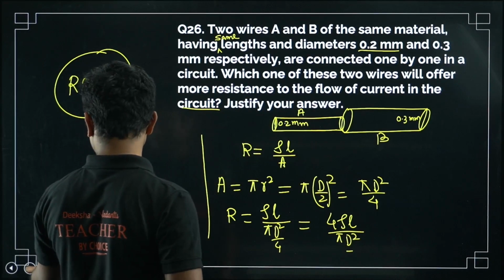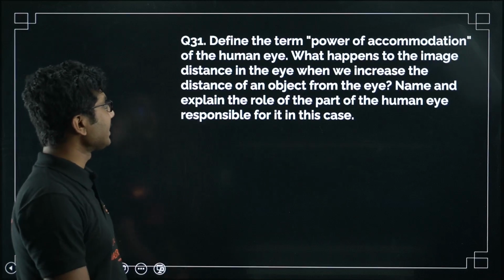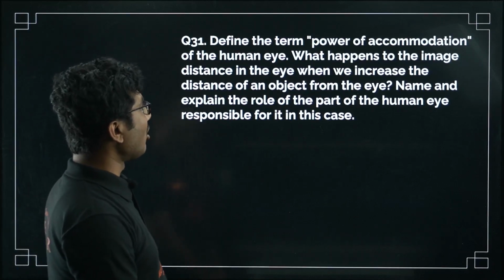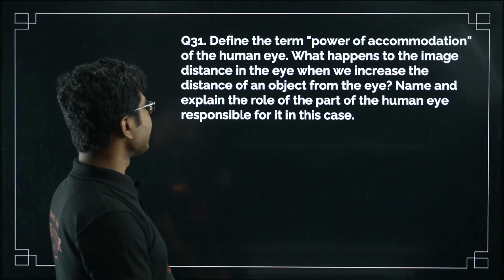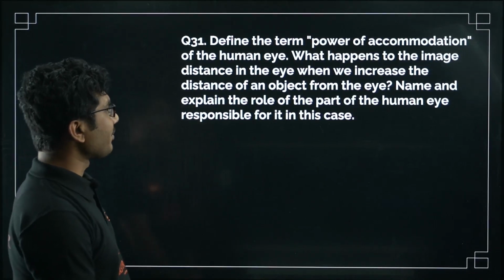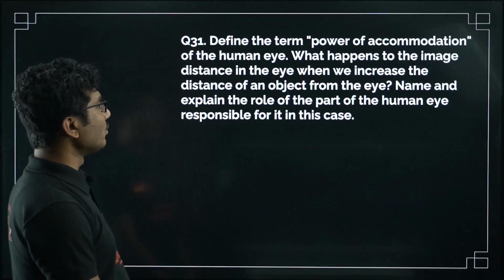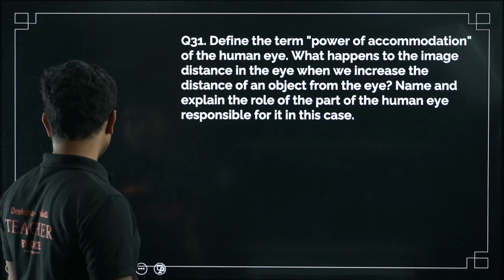Okay, now next question. Now we have moved on to the 3 marker section. Define the term power of accommodation of the human eye. What happens to the image distance in the eye when we increase the distance of an object from the eye? Name and explain the role of the part of the human eye responsible in this case. So let's see the answer.